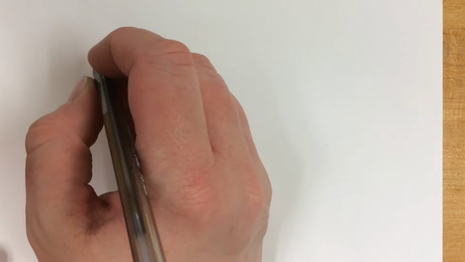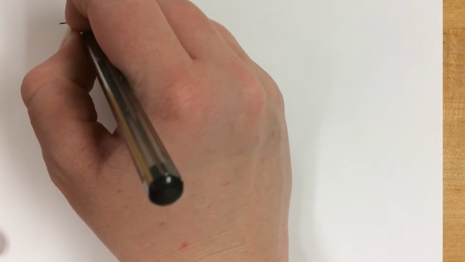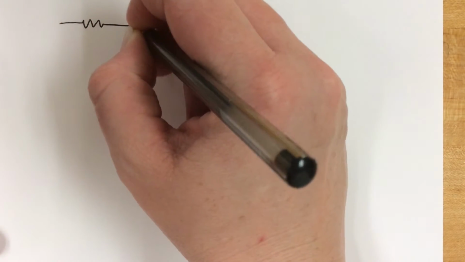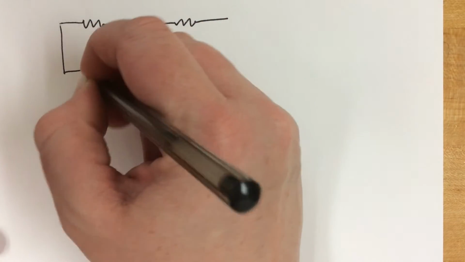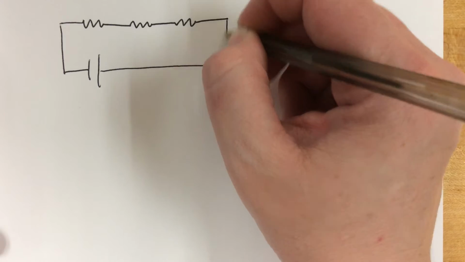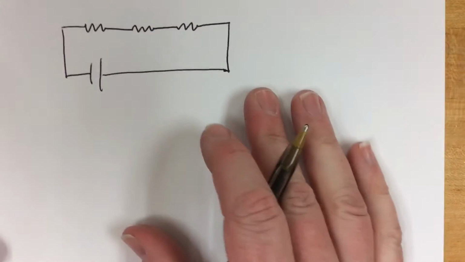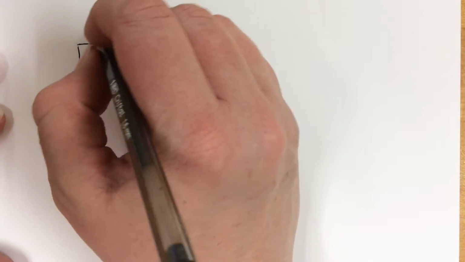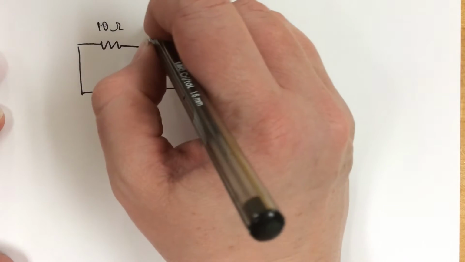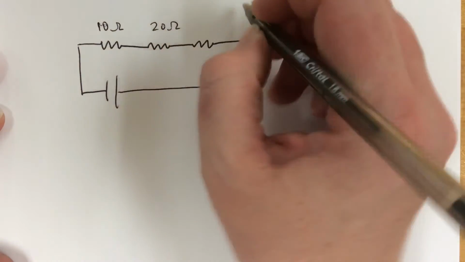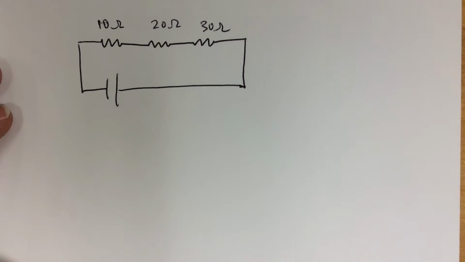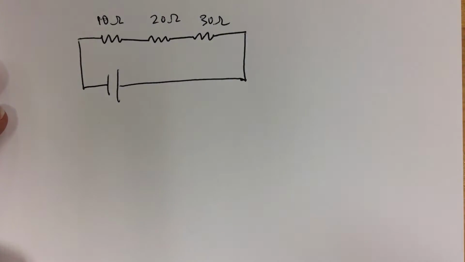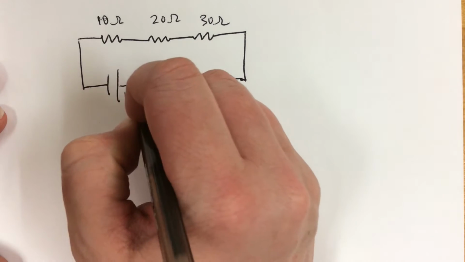Let's talk about doing a circuit that is in series. When a circuit's in series, you have one path that the current travels along, and you have multiple resistors that current may pass through. In this case, we're going to use one resistor that is 10 ohms, one resistor that is 20 ohms, and one resistor that is 30 ohms. They can be any variation in relationship to each other. We'll also use a 12-volt battery.